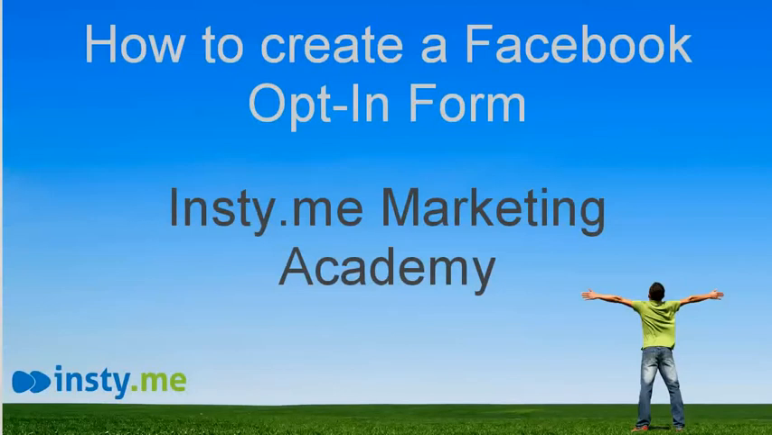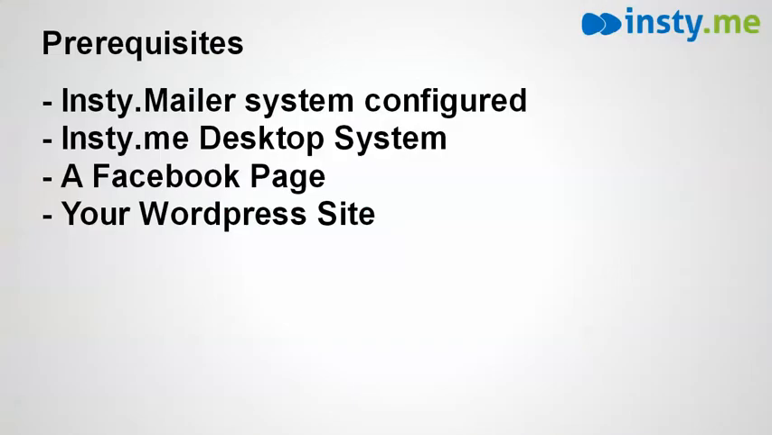In this video we're going to discuss how to create a Facebook opt-in form. Now the prerequisites for this video are you need to have the InstyMailer system set up and configured, you need to have the InstyMe desktop system all set up and ready to go, and you need to have a Facebook page and a WordPress site.